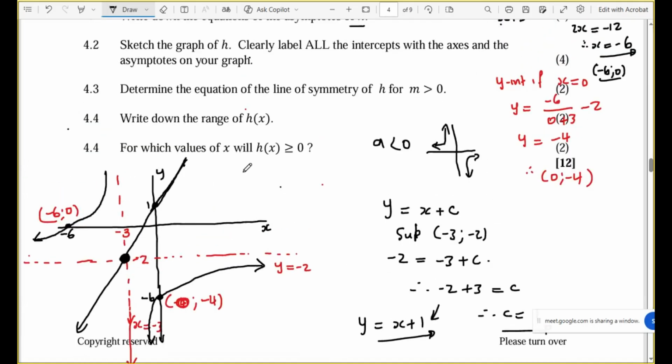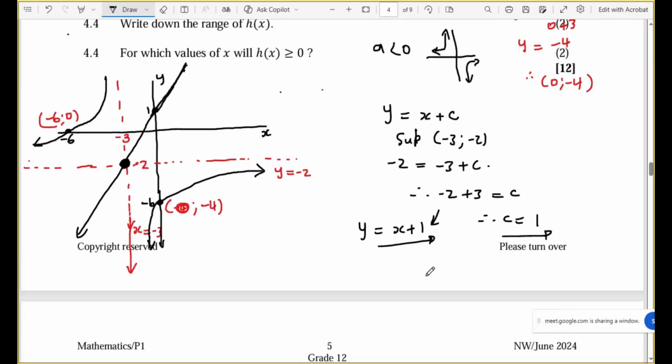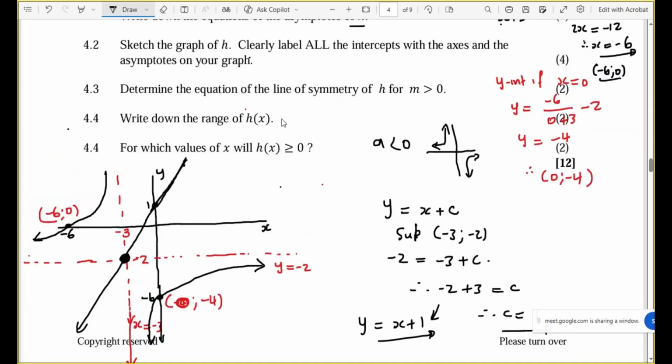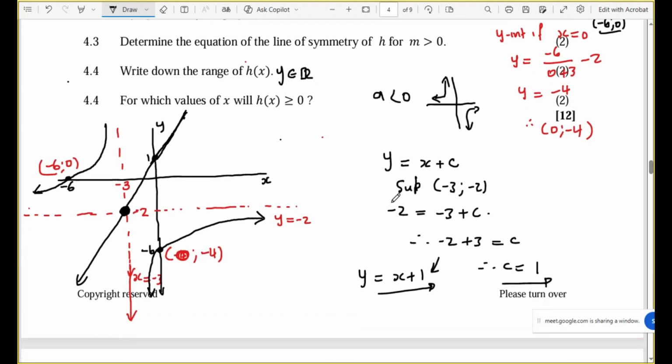Next question, write down the range of h(x). Guys, the range of a hyperbola, no, the range we're talking about is the y. So it's always in the form of y must be an element of real numbers. But there is that y value where your graph must not touch, which is this asymptote. It must not touch minus 2. y must not be equal to minus 2.